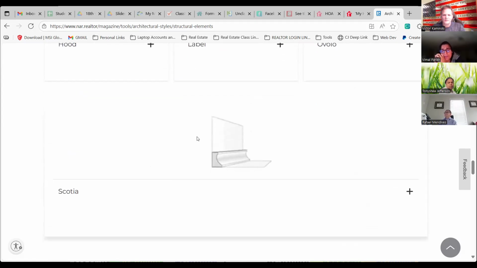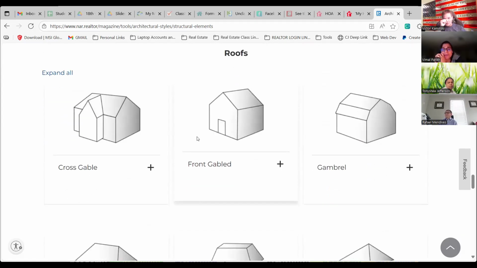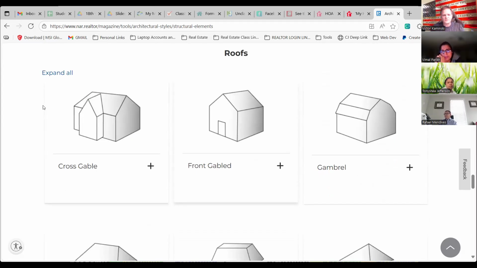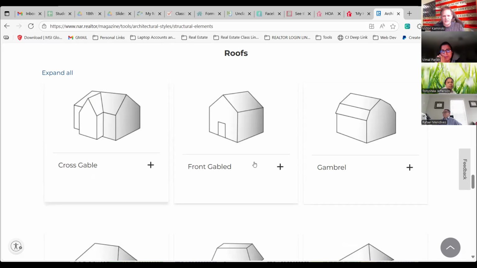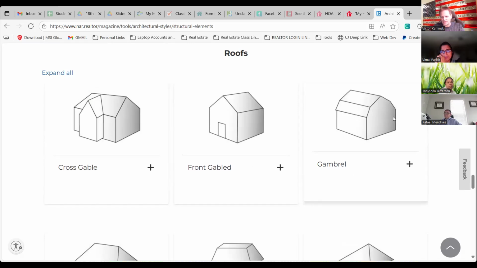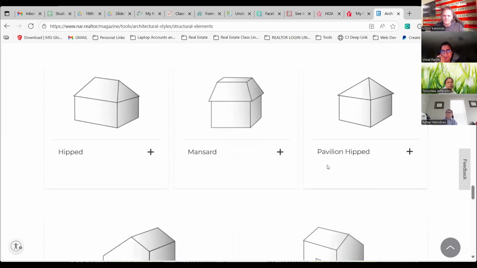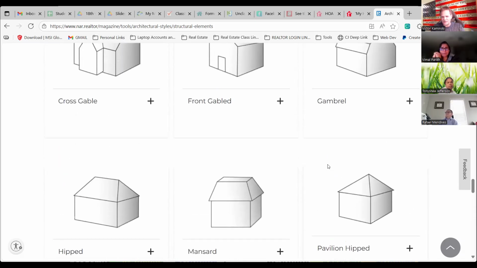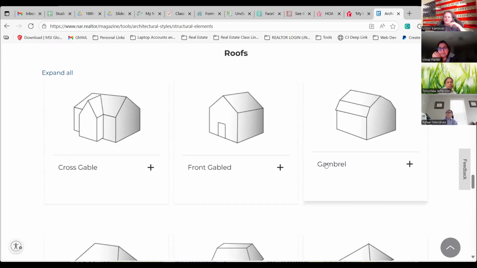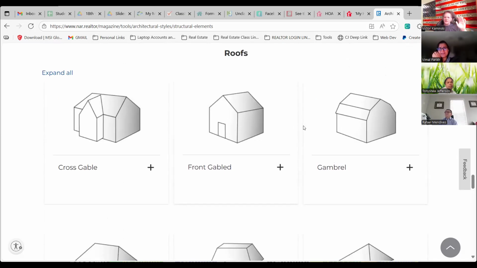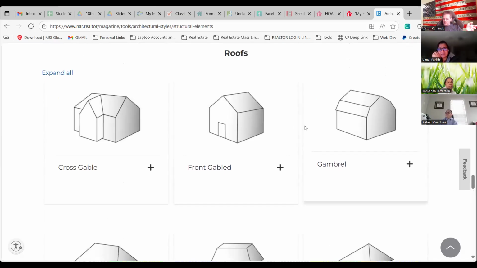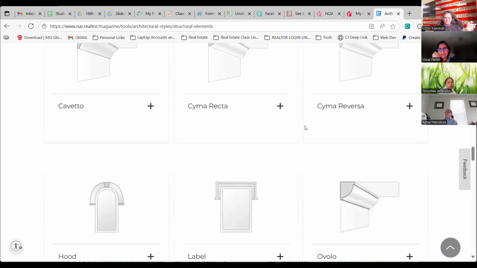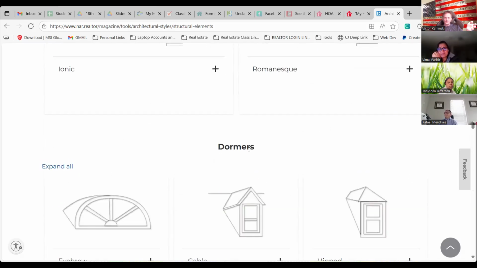Do we have to remember, for example, what this kind of house is called? No. But things like this for roofs, this is a cross gable, front gable, gambrel roof, looks like a barn style. You don't need to know that for exams or anything like that, but you may need to know the types of roofs and the types of architectural style, and some of the types of dormers.